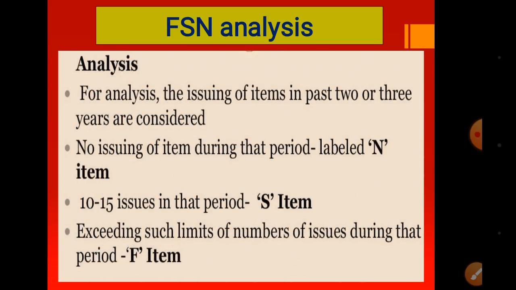Now, the analysis. For analysis, the issuing of items in the past 2 or 3 years is considered. No issuing of the item during that period is labeled N item. 10 to 15 issues in that period is S item, that is slow moving, and exceeding such limits of numbers of issues during that period is F item, that is fast moving.